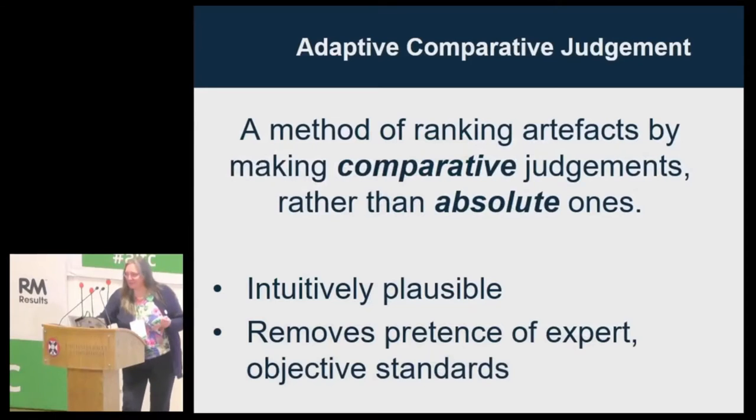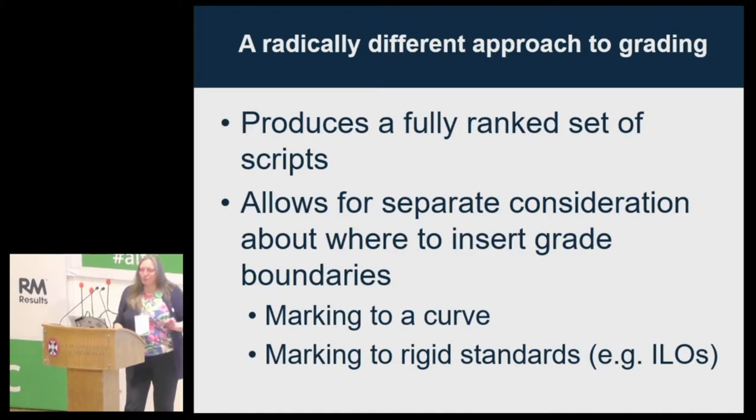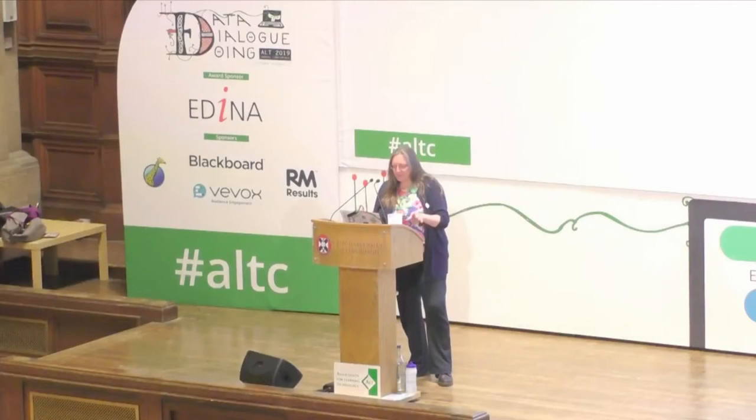So we're going to talk about adaptive comparative judgment. This is a method of ranking artifacts, like student essays, maybe, and making comparative judgments about what is better, what is worse, what you prefer, what you don't prefer, rather than making absolute judgments about this is an A, this is an E. So it's intuitively plausible as a marker. It's an intuitively plausible way of how we actually make judgments. And it removes the pretense that we're experts with objective standards when we're marking. Controversial.